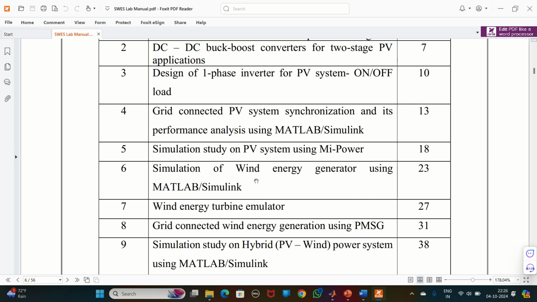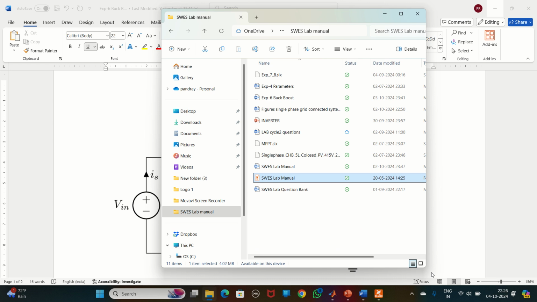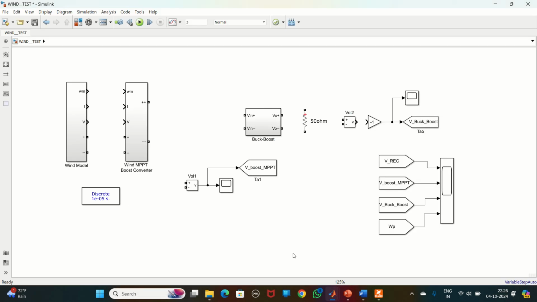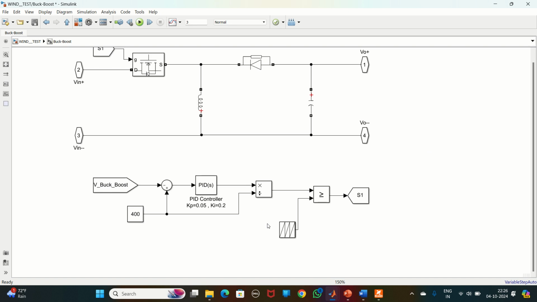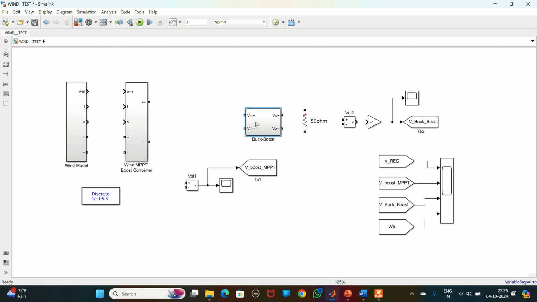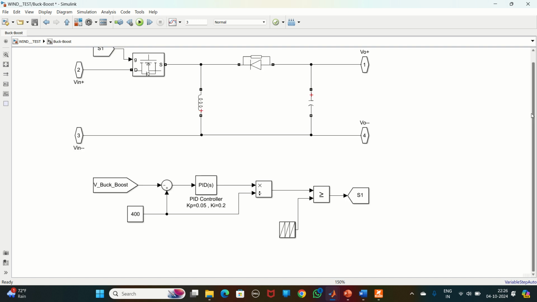Dear students, today we are going to discuss experiment number 6, that is simulation of wind energy generator using MATLAB Simulink. So if you take the block diagram, these will be the blocks which will be given, and we'll be discussing all the connections and how to calculate the input power and how we are going to design a closed loop control. Okay, so before that, here we have used a buck boost converter.